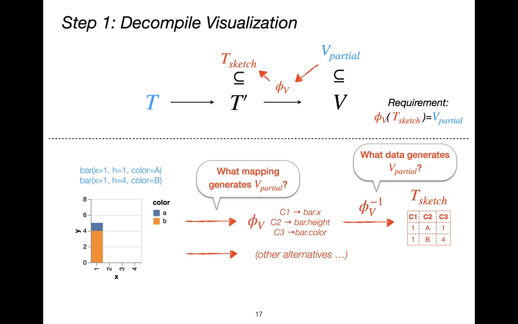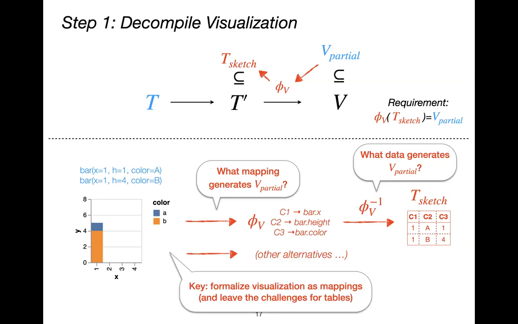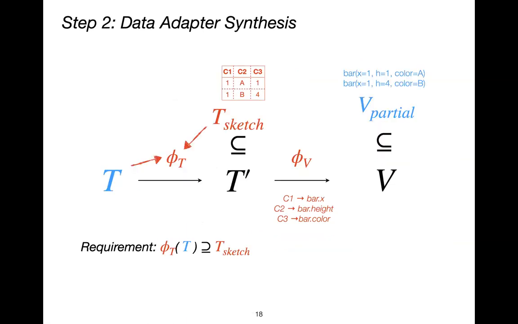So the way we resolve this is that we restrict the mapping to be almost one-to-one, and then leave that kind of aggregation effort to the table transformation. Just saying, when you prepare the data, if you need to do aggregation, you prepare it in the transformation part instead of in the visualization part. So the key idea here is that we want to formalize the visualization as mappings, and again, leave all the challenges for tables. So the second problem is to synthesize data adapters given this table sketch.